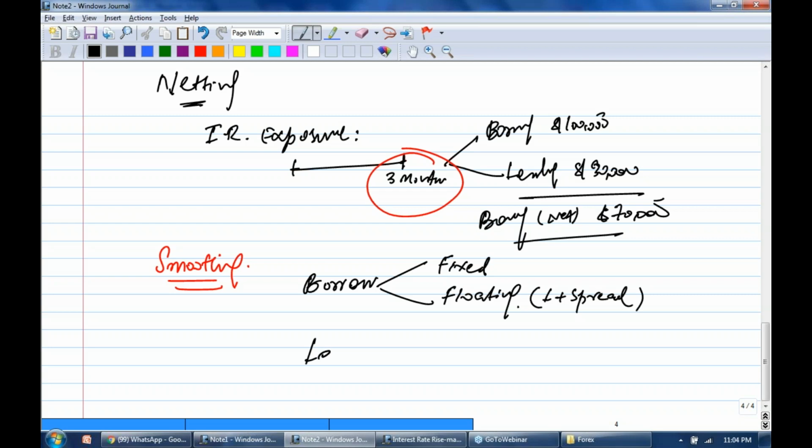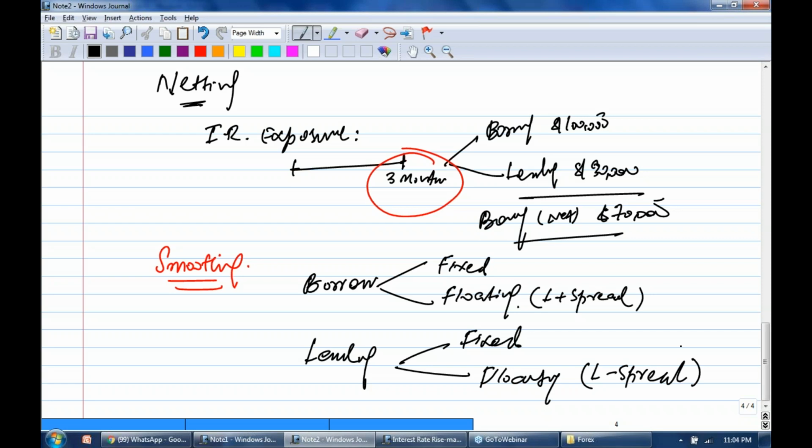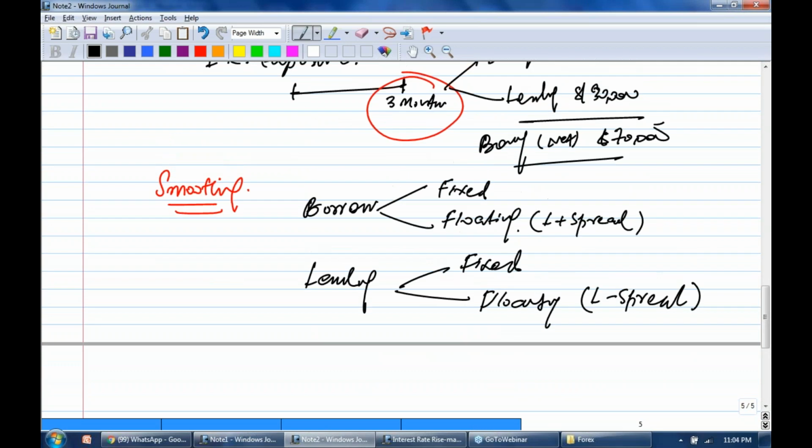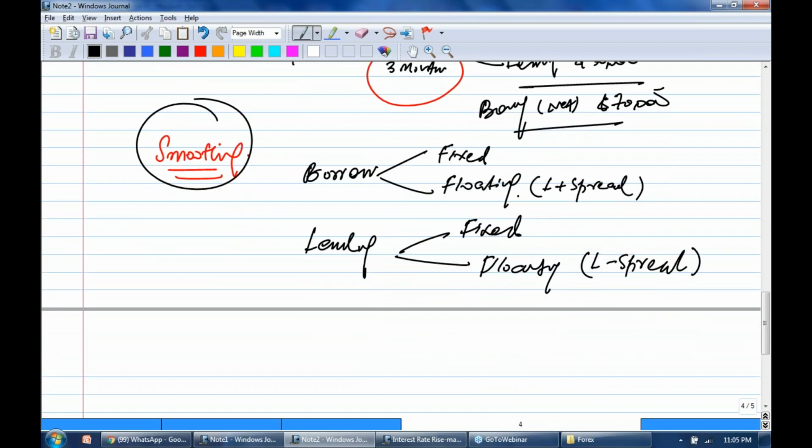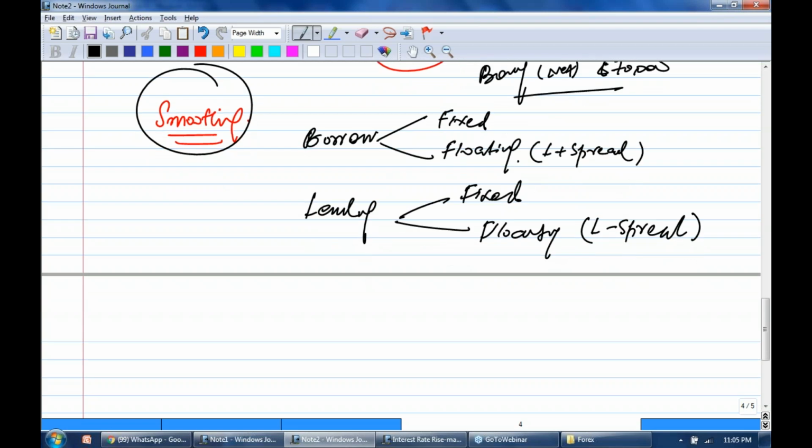Same case with lending. You can lend the money at a fixed rate or floating, LIBOR minus spread. It's not plus. LIBOR minus spread. But what is the meaning of smoothing? Candidates, listen carefully. It's a little bit of common sense.